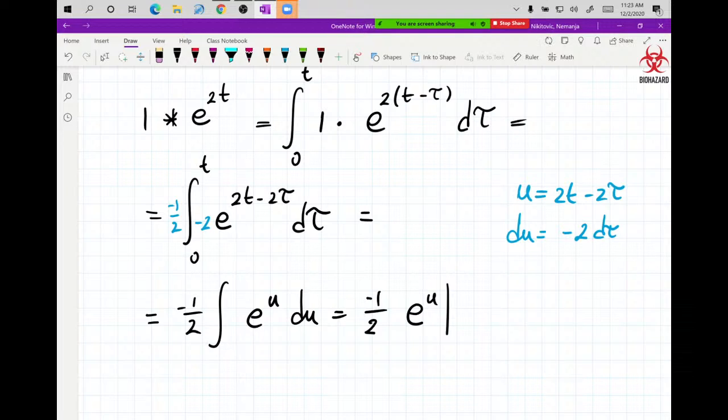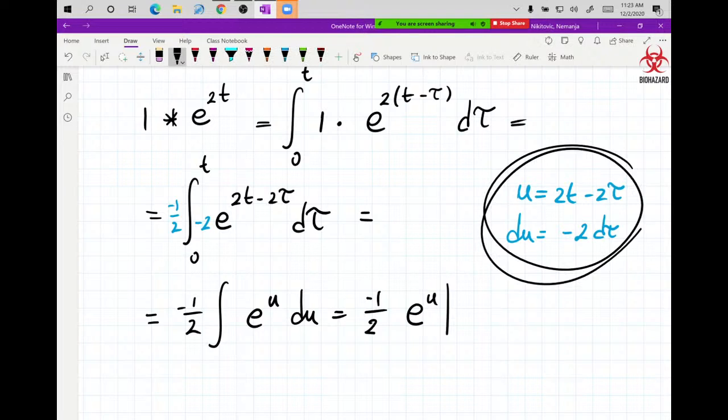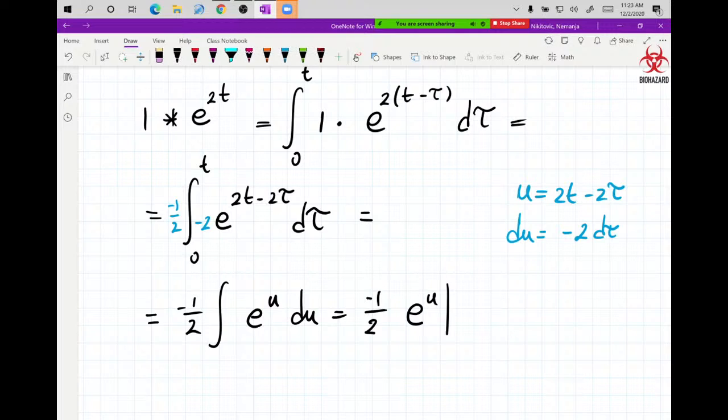When you change your variable to u, you have to change your limits from tau to u as well. And for that, you just use the basic formula up there. So your lower limit for u is going to be when you plug in 0 for tau, so that's going to be just 2t. So that's a 2t. And then u equals, when you plug in t, is going to be a 0. So there we go. It's going to be 0 there.